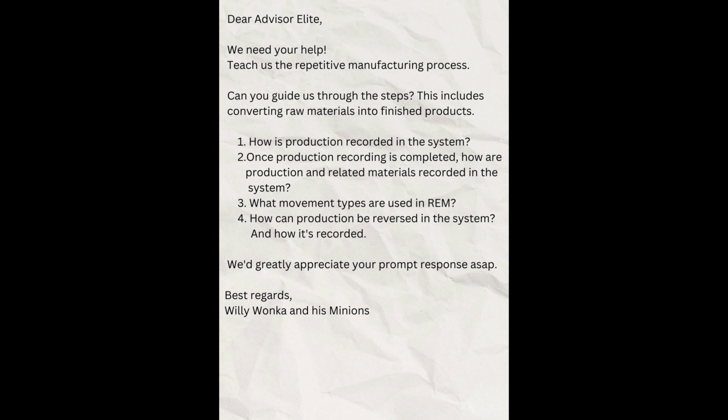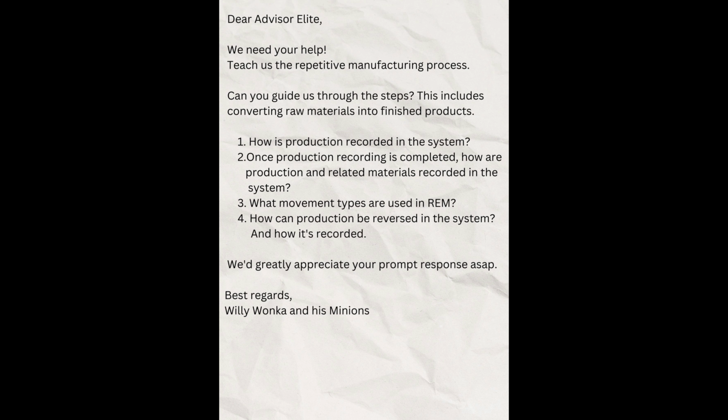The first question is: what are the methods used for recording production in the system, as documented within the system guidelines? A thing or two about our user: they are using repetitive manufacturing as the manufacturing process. So the first question means that they need a basic understanding of how this process works and what they are getting into. So let's start with the basics and try to tackle all the questions at once.